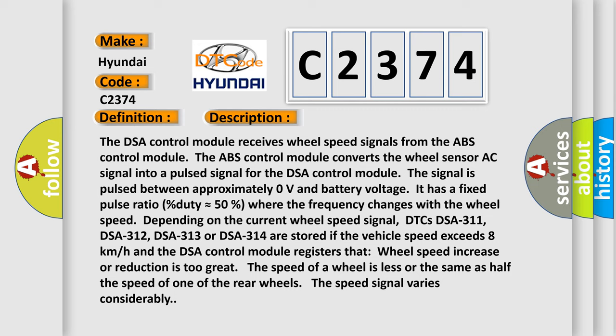The signal is pulsed between approximately 0 volts and battery voltage. It has a fixed pulse ratio, duty approximately equal to 50%, where the frequency changes depending on the current wheel speed. DTCs DSA-311, DSA-312, DSA-313 or DSA-314 are stored if the vehicle speed exceeds 8 km per hour and the DSA control module registers that wheel speed increase or reduction is too great. The speed of a wheel is less than or the same as half the speed of one of the rear wheels.